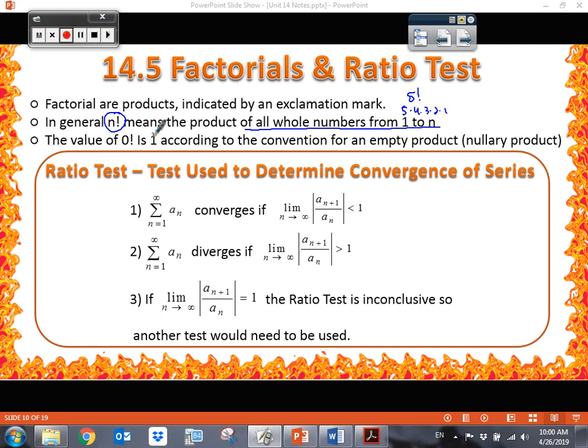This is usually a surprise to students that 0 factorial is 1, but if it really troubles you, I'm sure there's a very elegant, beautiful proof online that you can research to see why 0 factorial is 1. It has to do with the empty product, the nullary product. That's number theory. I don't really know a whole lot about number theory, but I just trust that 0 factorial is 1. I just take it at its face value. So that's the background we're going to need to be able to do today's lesson.